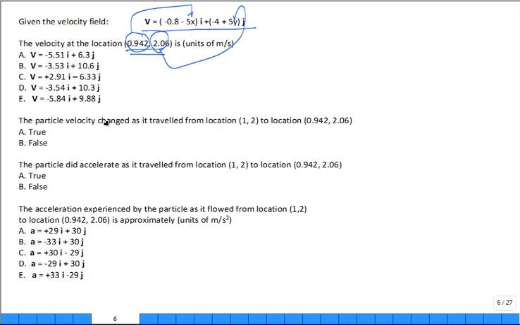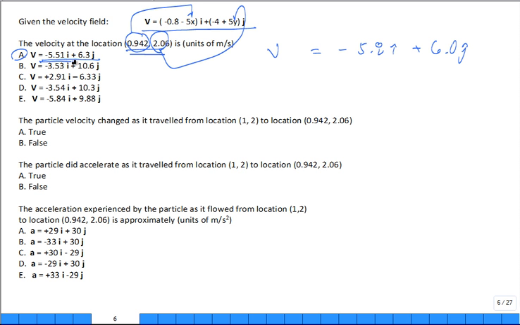A? Let me get a couple more A's. Do you see it? It's A. So now the velocity at the new location is negative 5.51 and positive 6.3. What was it at the previous location? A hundredth of a second earlier, what was its velocity? Negative 5.8 I plus 6.0 J.